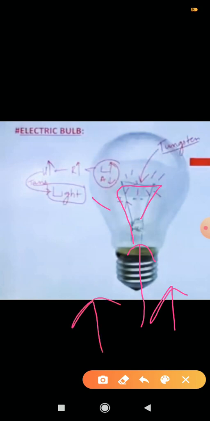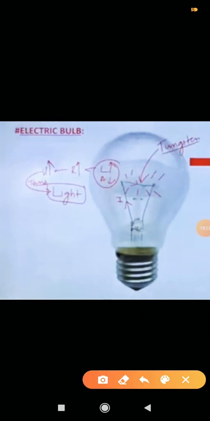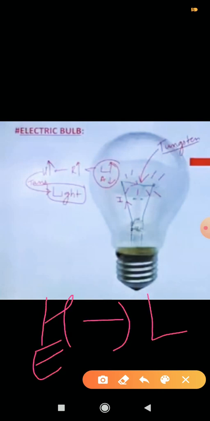But what happens, I will tell. Let's start from the beginning: when current is passed, you can see the length of this tungsten wire is high and the area of the tungsten wire is low. It is very thin and the length is high. So the resistance increases and when the resistance increases, the heat also increases. The specialty of tungsten is that it converts heat energy into light. So when heat is generated in tungsten, it is produced as light. So we use tungsten in this bulb.